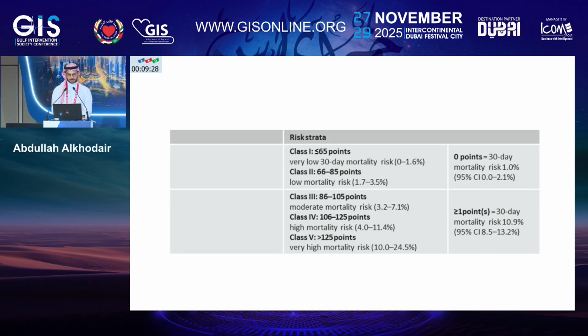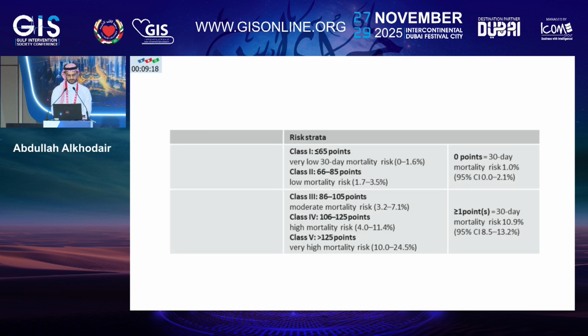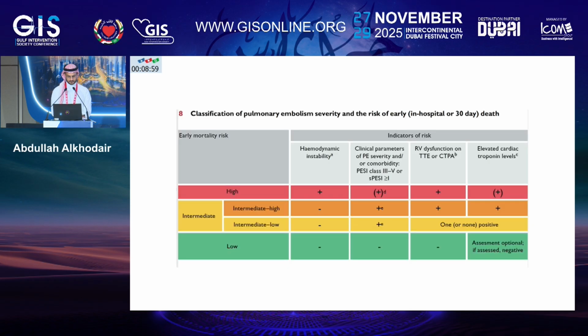These are the risk stratifications. If you have 0 points, your 30-day mortality risk in the new model is 1%. However, if you have just 1 point, which is not uncommon, your risk of dying at 30 days reaches up to 11%, which is quite high. For all-comers patients with STEMI, the risk of mortality at 30 days is about 8 to 10%. We don't usually see PE as an equivalent risk to STEMI.